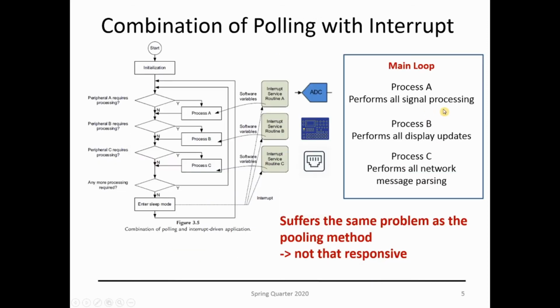And this is when we have our third way of doing things, where you combine polling with interrupts. But even this one suffers the same problem as the polling method. It's not going to be that responsive because you're doing a lot of code inside of this process A, B, and C. So how do you handle a situation like this when you're developing embedded systems?